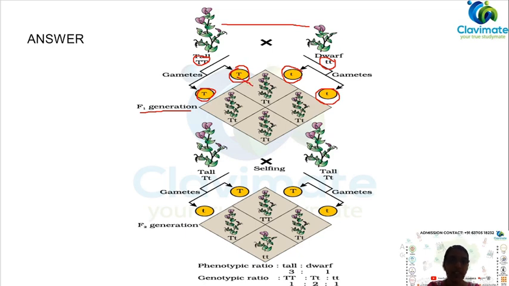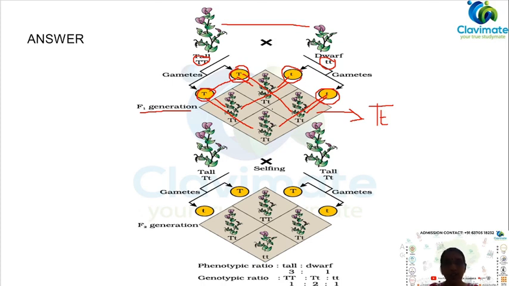So T, small t, and then T, small t, and then here we will again get T and small t, and then T and then small t. So here everything will be tall, but what is the difference? They are not pure, that is, they are heterozygous. They have T and they have small t. But they are all tall.